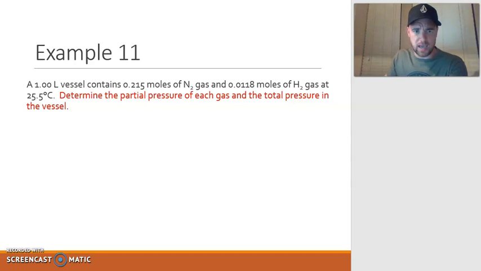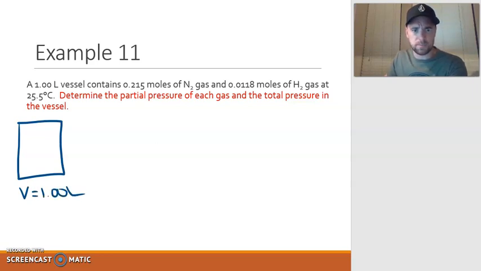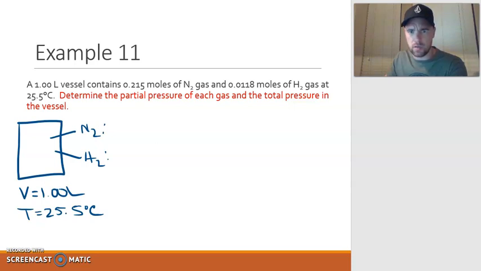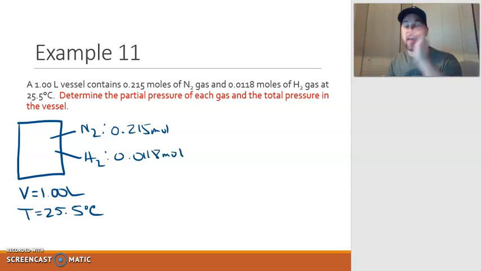All right, so first thing I like to do, I kind of like to draw a picture, it helps me. So we've got this vessel here. I know it's 1.00 liters. I know its temperature is 25.5 degrees Celsius. And what do I know is in there? I know two gases are in there. I know nitrogen is in there, and so is hydrogen. And I know that nitrogen, number of moles is 0.215. And then hydrogen 0.0118. All right. And then that's all I got.